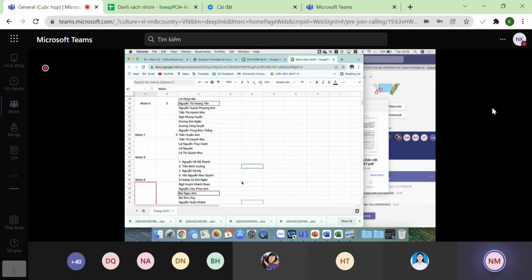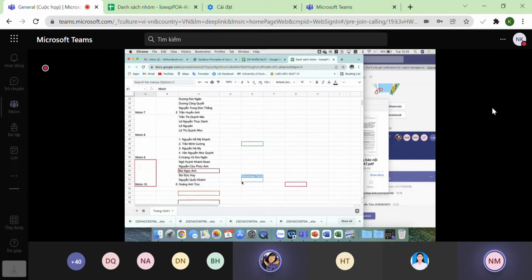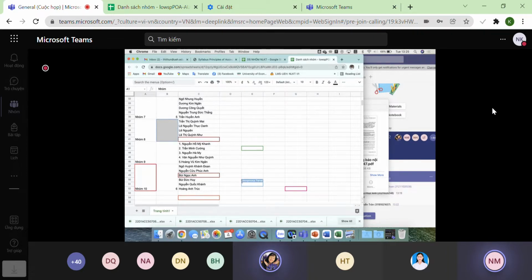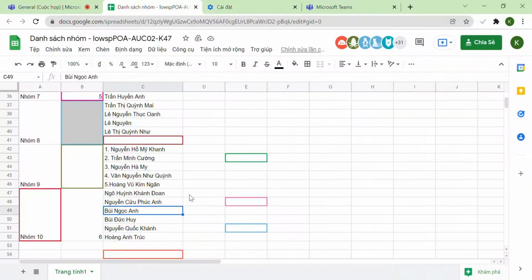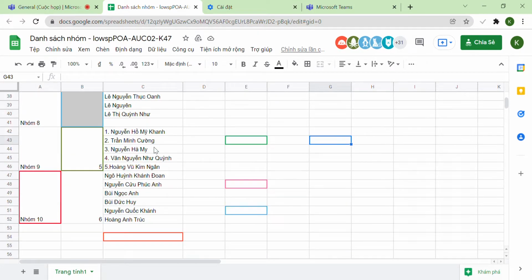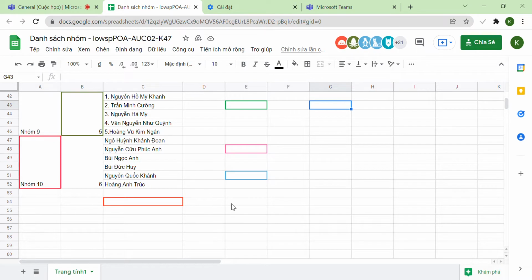Everything is done. Group number 7, group number 10, number 10, six members. Group number 8, maybe only 4, because we have group number 10 with 6 members, 6 students.